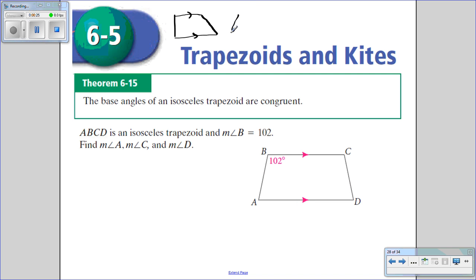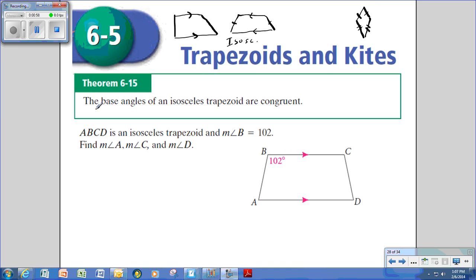Now if your trapezoid has two parallel sides and the other two sides are congruent, that is called an isosceles trapezoid. A kite is a quadrilateral with two pairs of adjacent sides congruent. Nothing about a kite is parallel.